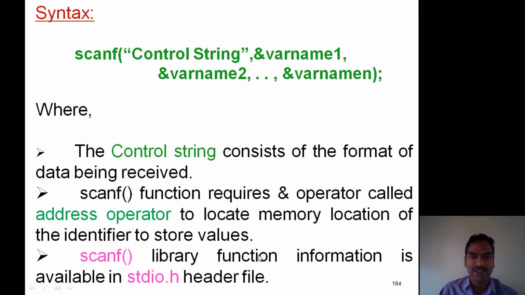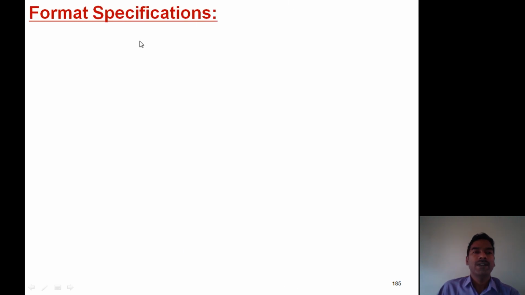Scanf is a library function, hence the supporting header file is the stdio.h header file. So scanf library function information is available in the stdio.h header file. Up to this extent, we are familiar with this entire format. Now a new thing: the additional features included in the scanf library function. These are considered as format specifications. Here, two additional features are included.